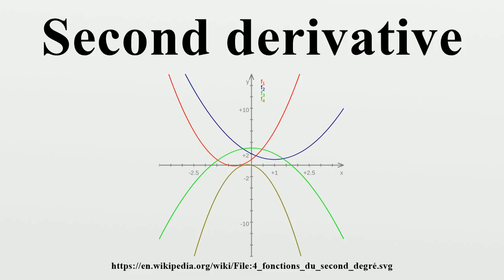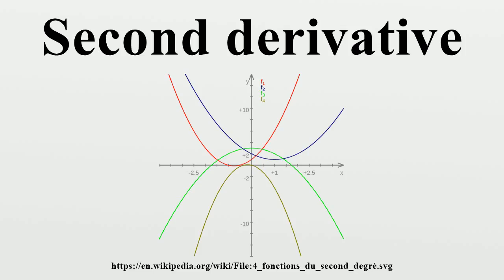Concavity. The second derivative of a function f measures the concavity of the graph of f. A function whose second derivative is positive will be concave up, meaning that the tangent line will lie below the graph of the function. Similarly, a function whose second derivative is negative will be concave down, and its tangent lines will lie above the graph of the function.